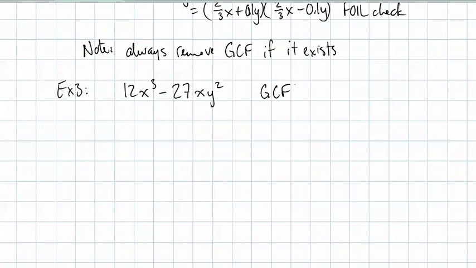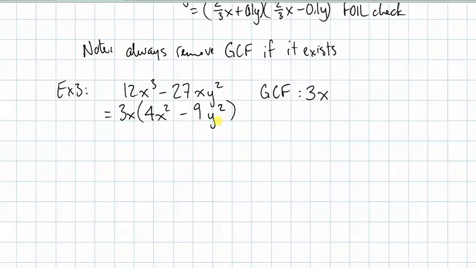Looking at all the factors, first of all the number part, the 12 and the 27, they have a 3 as a common factor. X cubed, that's just a series of x factors. Over here I have another x, so the GCF is 3x. I'm going to rewrite this with the GCF removed. I have 4x squared minus 9y squared.